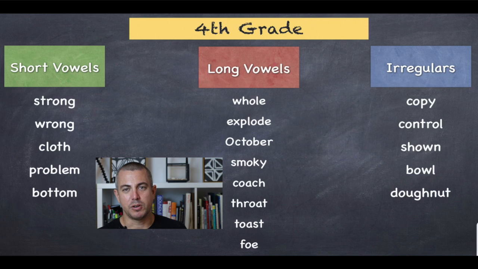Let's review our grade 4 spelling words. So we had 3 different categories: our short vowel words, our long vowel words, and then some irregular words. Most of them ended up being in the short or the long vowel category. But there was a good amount in the short vowels and irregulars as well. For the short vowel, we had strong, wrong, cloth, problem, bottom. In our long vowels, we had whole, explode, October, smoky, coach, throat, toast, and foe. And in our irregulars, we had copy, control, shown, bowl, and donut.